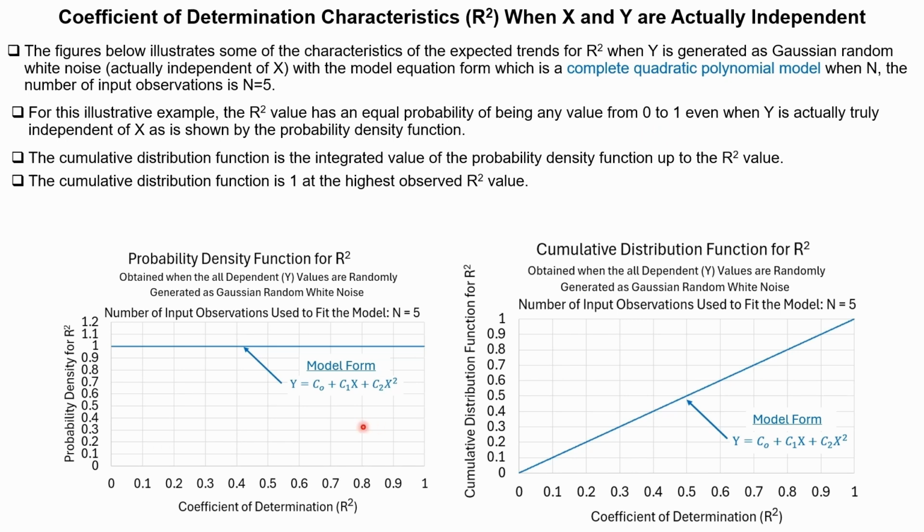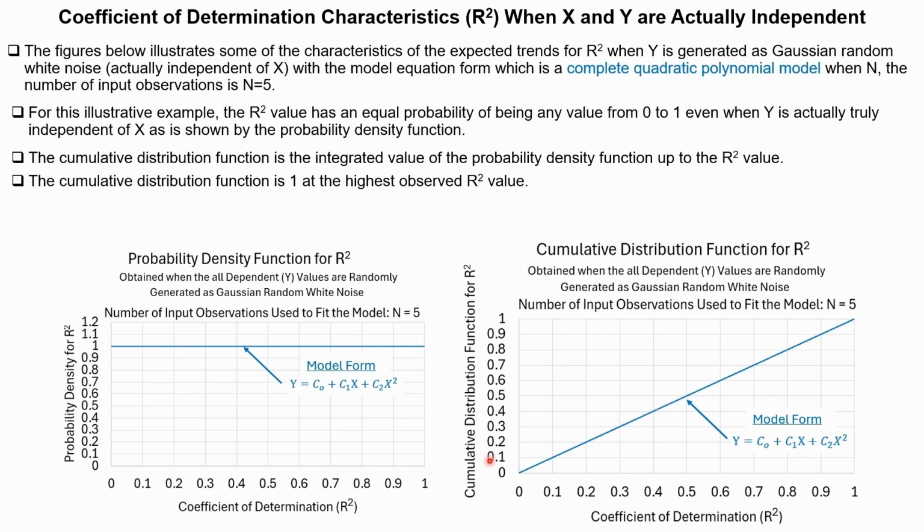The figures below show an example representative case when the model form is a complete quadratic second-order polynomial, and there are 5 observation values used to fit the model, and the dependent values are all generated as white noise. The graph on the lower left shows the probability density function for r-squared as a function of r-squared for this model form, and n equals 5. One can see for this particular case, one has equal likelihood of getting an r-squared value anywhere between 0 and 1 for any particular data set.